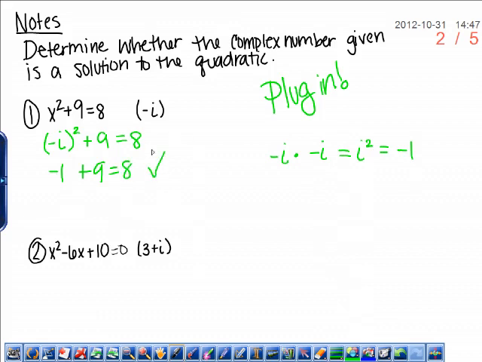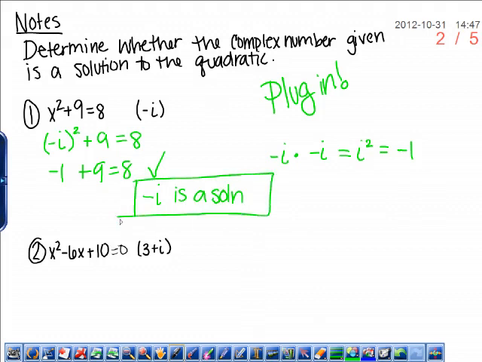So when you get a true statement, you know that the solution you tried works, or the complex number you tried is a solution. So negative i is a solution. SOLN is an abbreviation for solution.